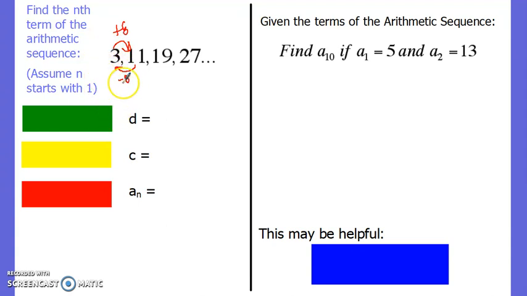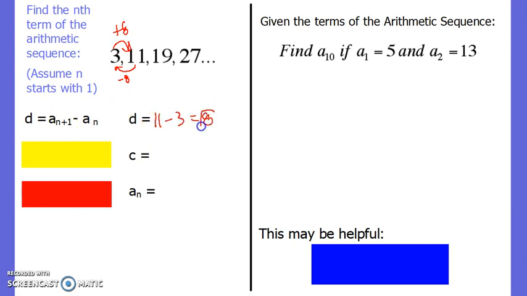So let's start off. Let's go ahead and find a few of these things. So 3, 11, 19, and 27. First thing I need to know is my common difference. So again, a good idea for that is to take a term minus its previous step. So kind of like we did up top, 11 minus 3 would have equaled 8. So that's going to be my common difference.